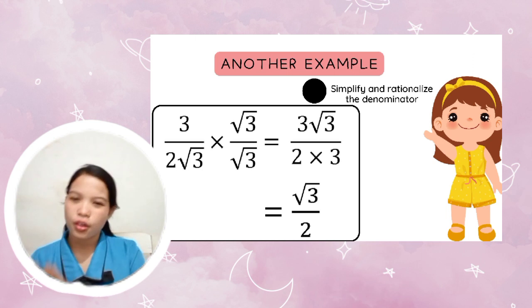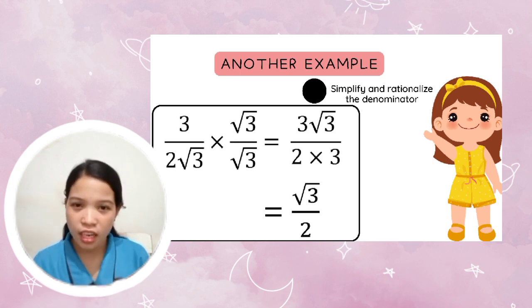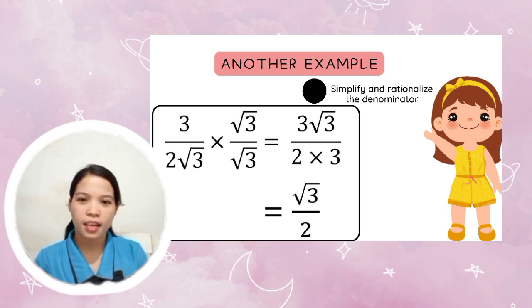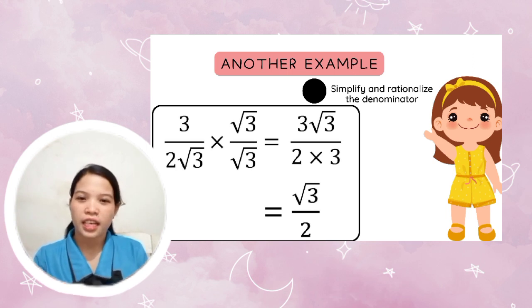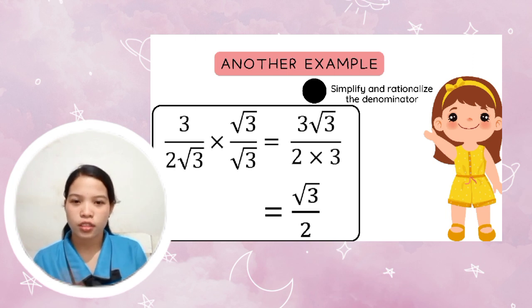Then, the 2 square root of 3 times square root of 3 is 2 square root of 9. Since square root of 9 has a square root, we need to simplify, since the instruction here is to simplify and rationalize the denominator. Alright, so square root of 9 is 3. So we have a constant, which is 2, and the square root of 9 is 3. We need to multiply those numbers, 2 times 3 is equal to 6.